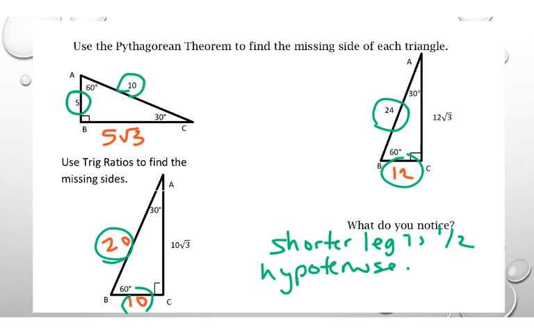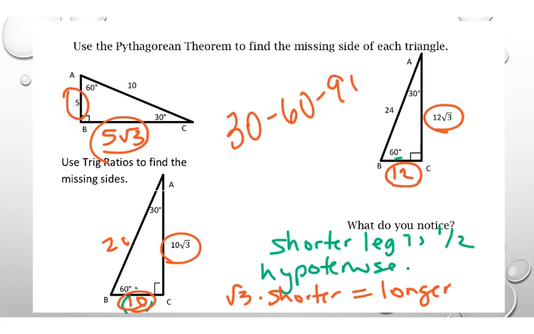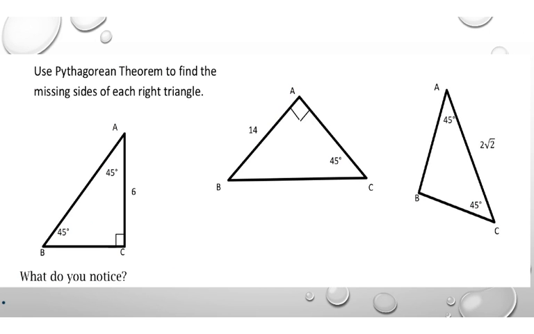Now there's actually one other thing to notice here, and I don't know if you noticed it. Let me erase what I've got here. Just uncircle this stuff. Look at the shorter leg compared to the longer leg, shorter leg compared to the longer leg, and shorter leg compared to the longer leg. If you take square root 3 times the shorter leg, you get the longer leg. And that is always going to be true in a 30, 60, 90 triangle. So that's something to remember, because that's one of the characteristics of these special triangles that we're going to want to know. All right, let's look at the next set of problems.